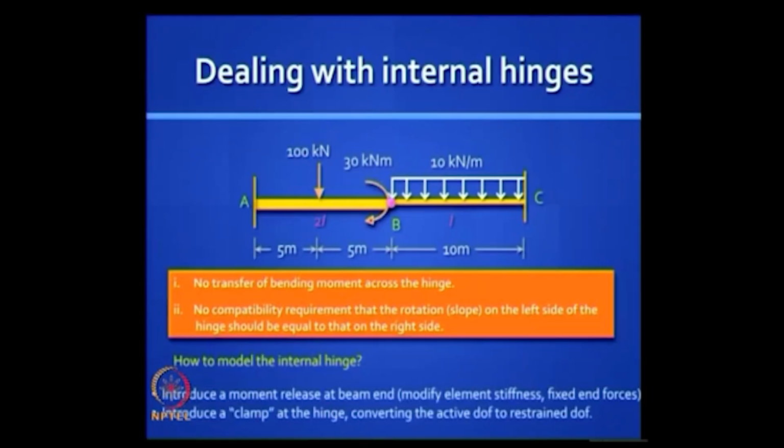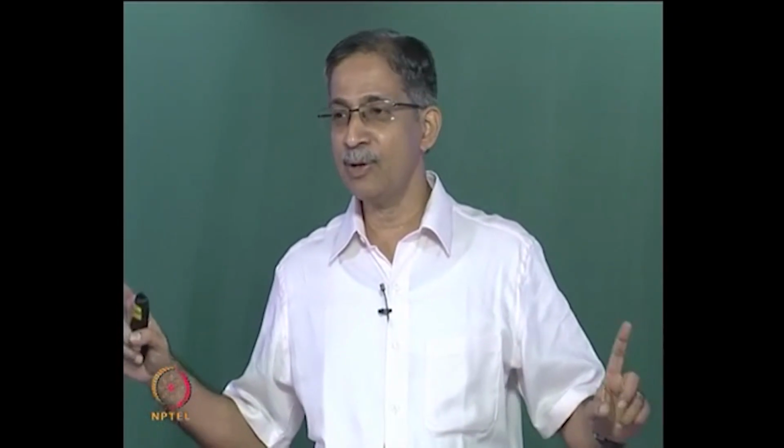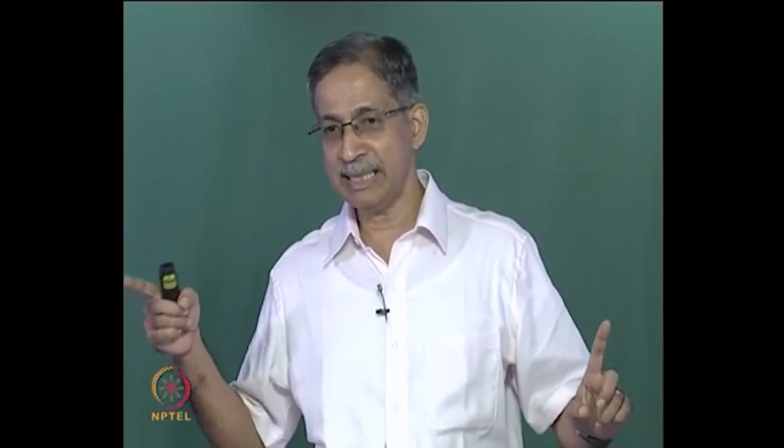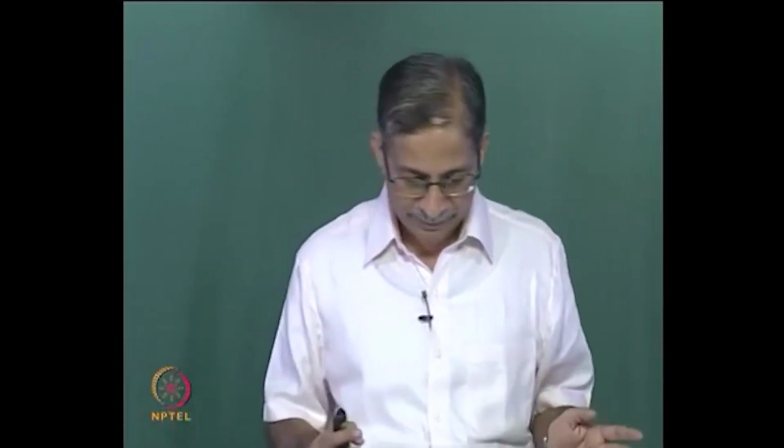pakka solution. So here is this, introduce a moment release at the beam end and modify your element stiffness and fixed end forces, which is what we did in the reduced element stiffness method. Remember, whenever there was a hinge we took advantage of it, but we never took advantage of an internal hinge. We will do it there also. So first modify your stiffnesses to account for the known fact that you got a moment release at the hinge. You have a moment release, a moment cannot get transferred beyond that point.